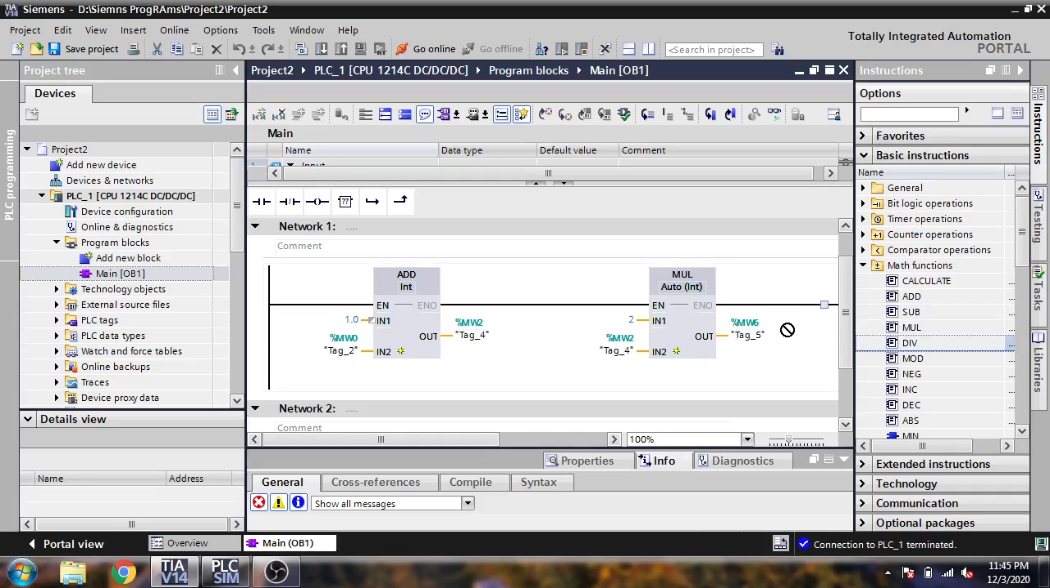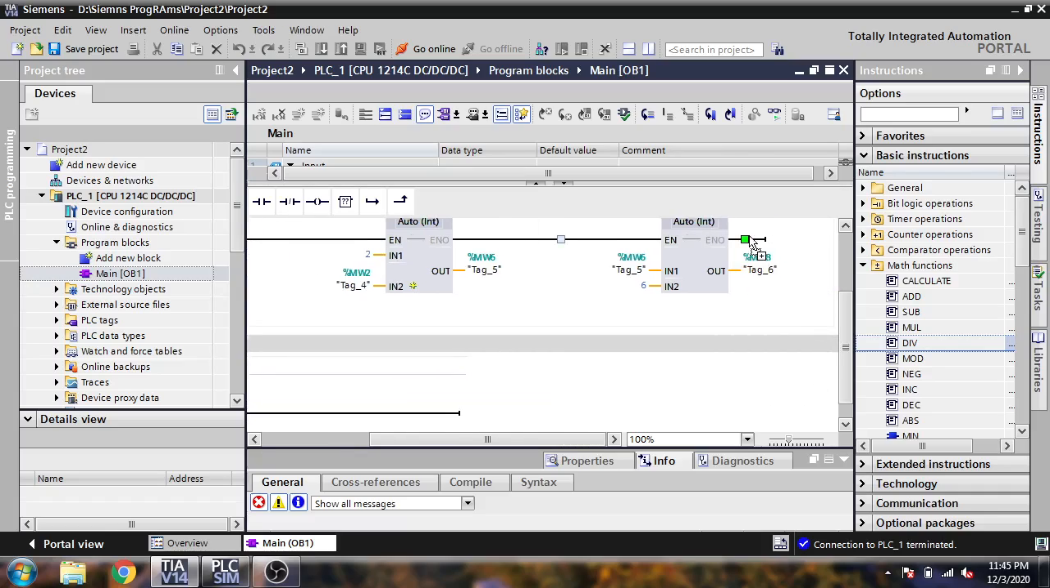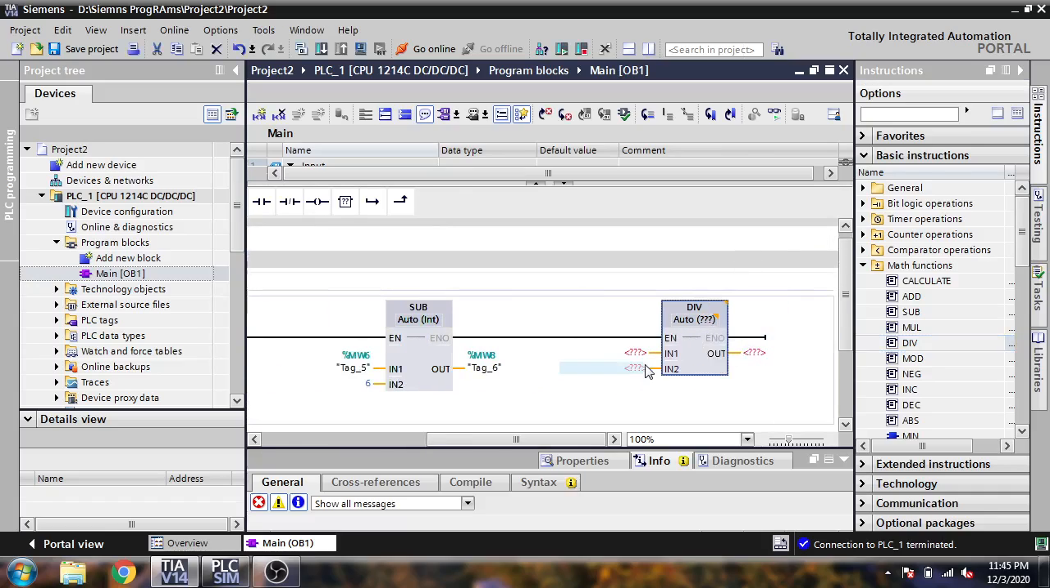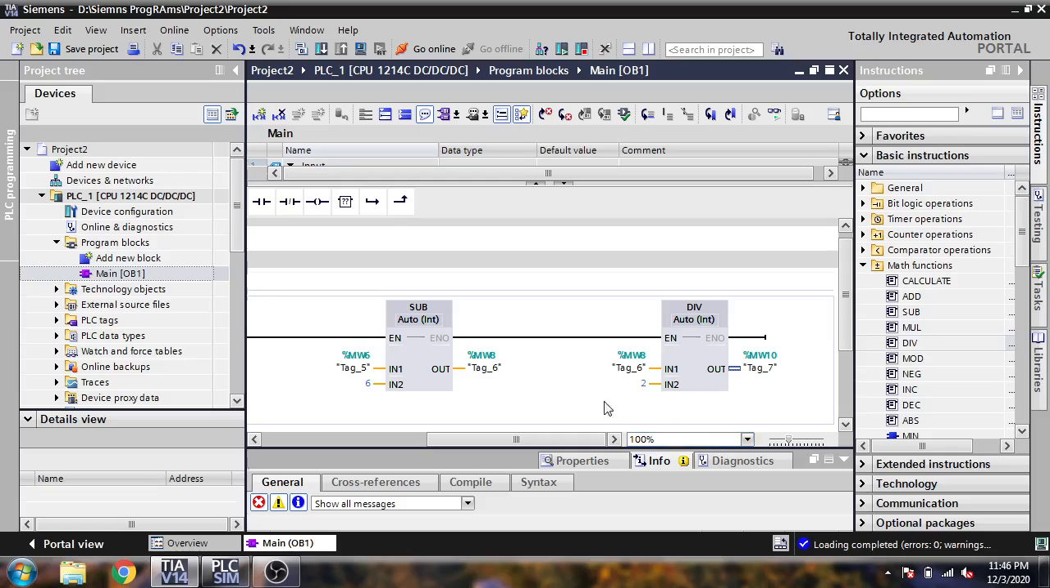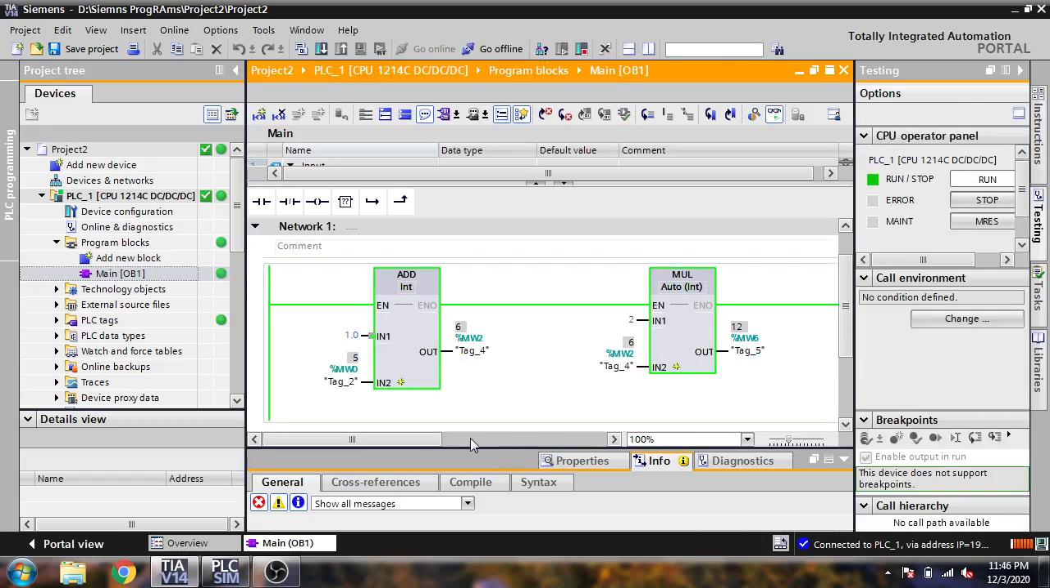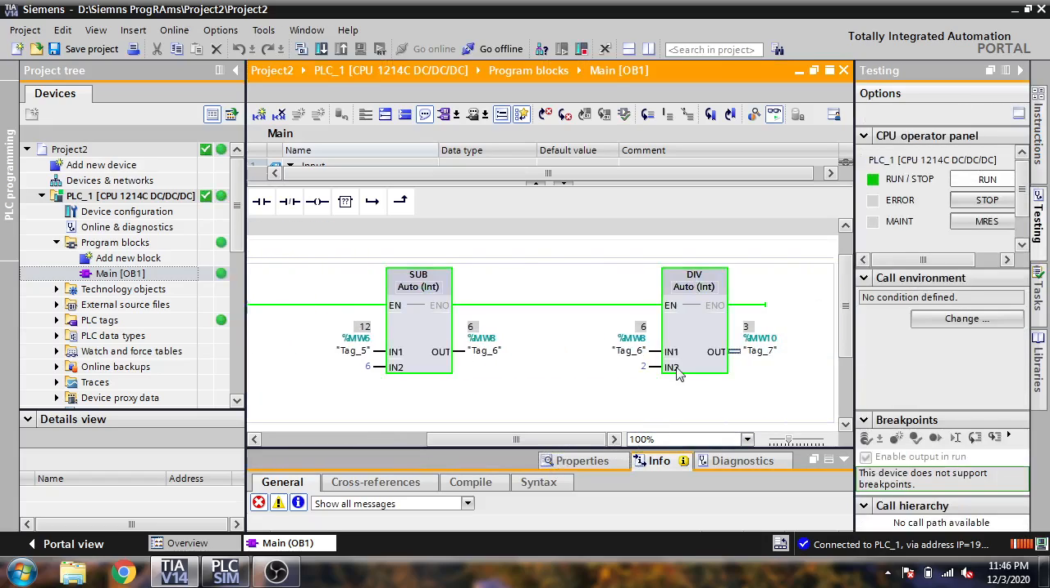Now I am using a divide. I am going to MW8, I am going to divide by 2, and I am going to use MW10 to save it. I am compiling it again and downloading it into my PLC. You will see I am going online. You will see our 6 is the subtracted answer, and 6 divided by 2 is equal to 3.